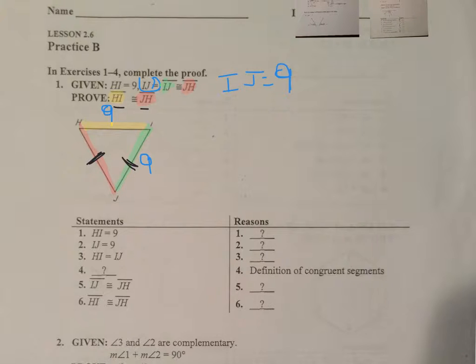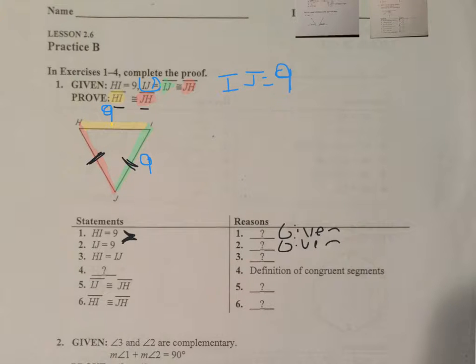As we've seen, the first two right there are going to be our givens. HI is equal to 9, IJ is equal to 9. So for both of those first two, I can label them as given. Now, the next one says HI is equal to IJ. Well, I don't have anything up here, so I know that's not a given, but up here I'm told that they're both equal to 9.